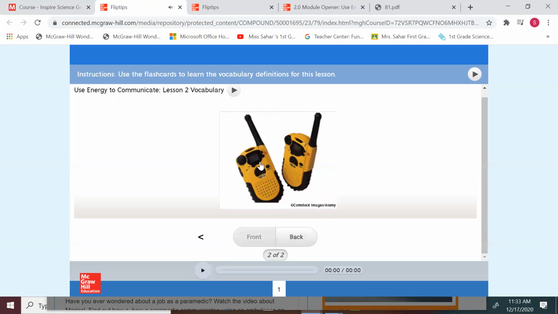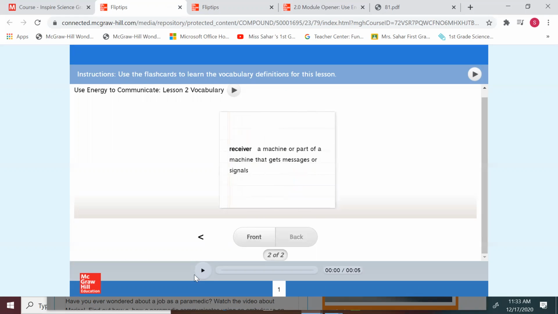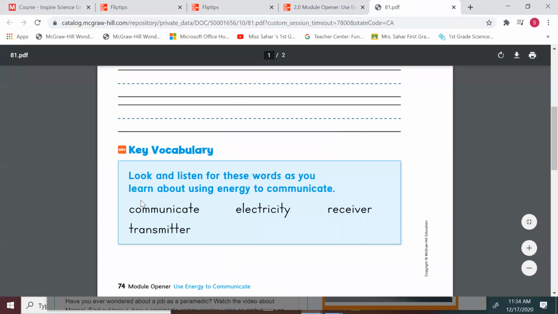And then we have the receiver to receive these messages or signals. Receiver, a machine or part of a machine that gets messages or signals. So the transmitter sends the message or the signals and the receiver receives it. All right, so these are the words: communicate, electricity, receiver, and transmitter.